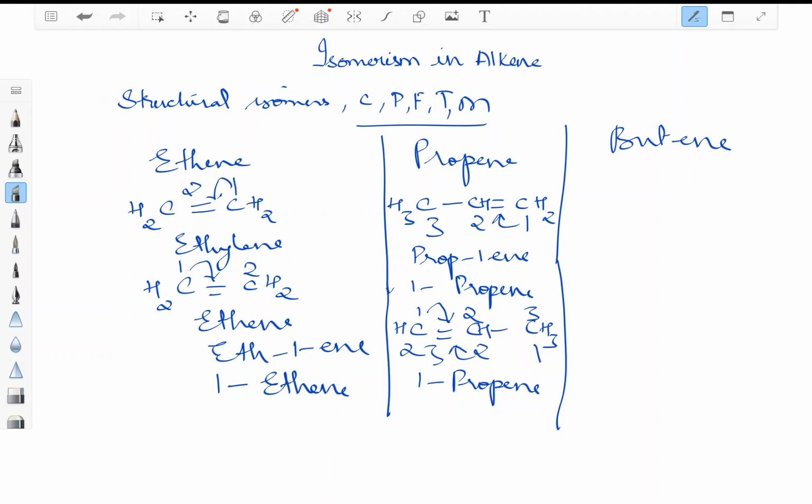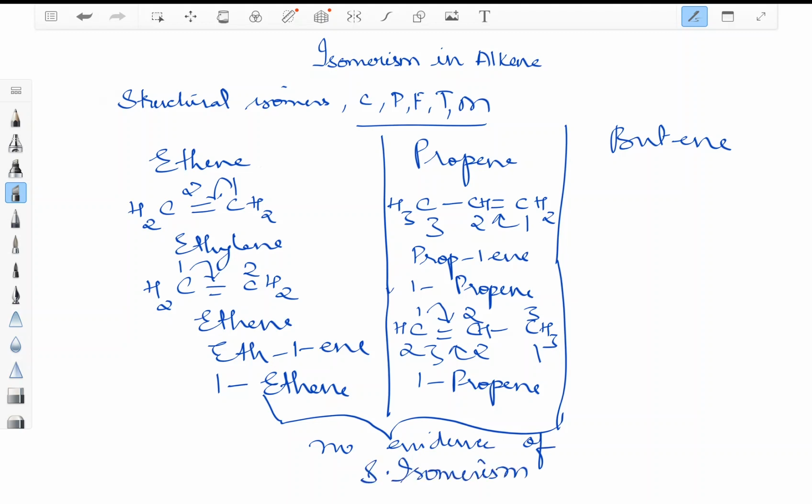In case of butene, there is a different scenario. So there is no evidence of structural isomerism in case of ethene and propene. The other name of ethene is ethylene. Propene, other name is propylene.